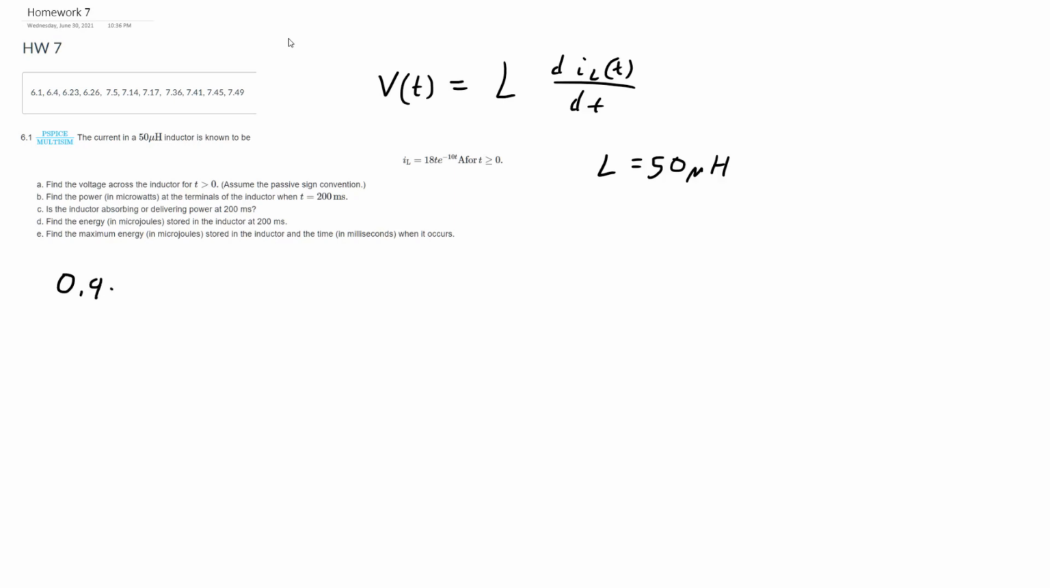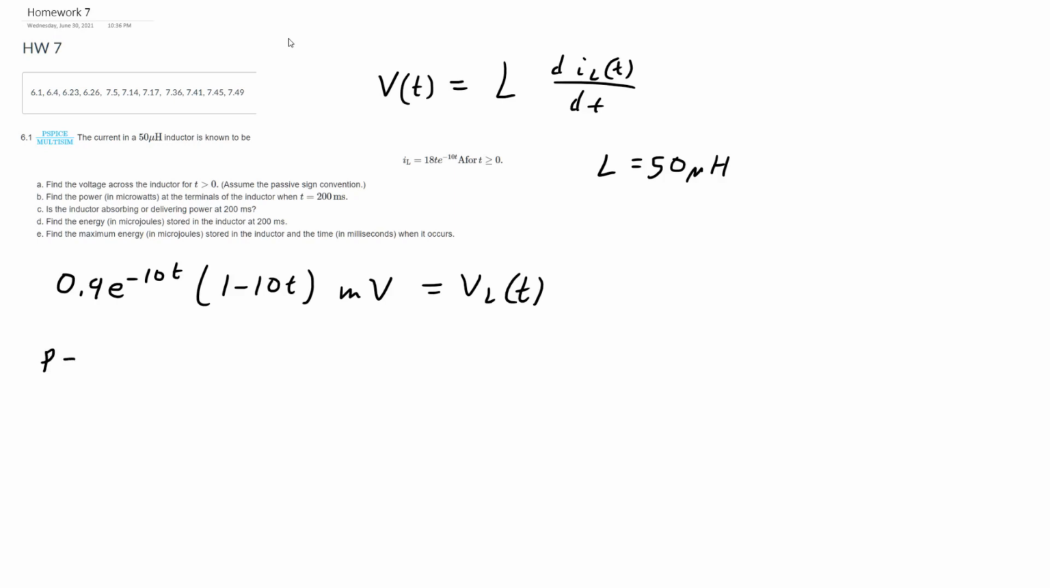Anyway, if you do that, you should get 0.9 e to the minus 10t times (1 minus 10t) millivolts as your vL(t). You could also get 0.0009 volts instead, but I chose to keep it in millivolts just to keep it kind of straightforward. Anyway, now you've got to find the power in microwatts at the terminals.